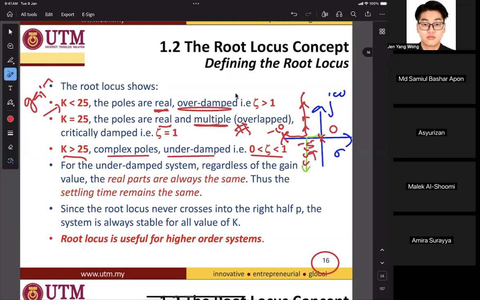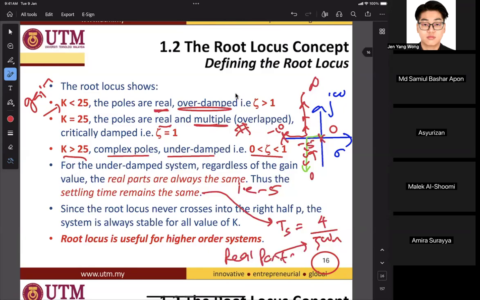So we can see that for the underdamped system, regardless of the gain value, the real parts are always the same, which is -5. And then the imaginary value is different, because one goes up and one goes down. So the settling time remains the same. For your information, the settling time formula is Ts = 4 divided by zeta omega n. This is the real part.